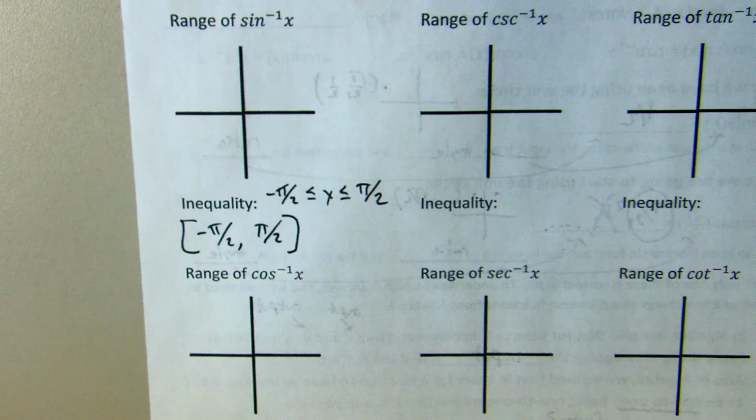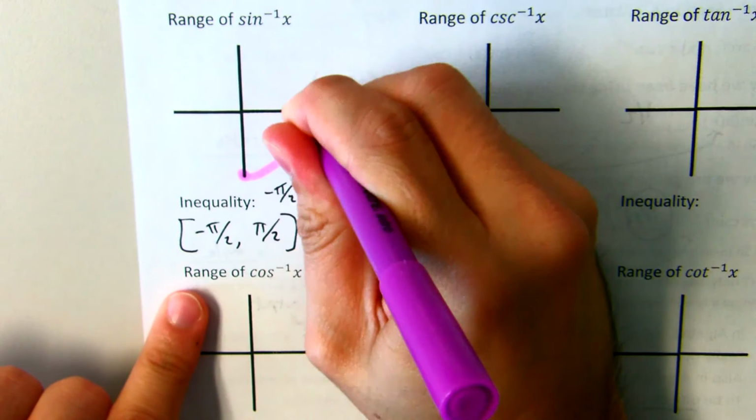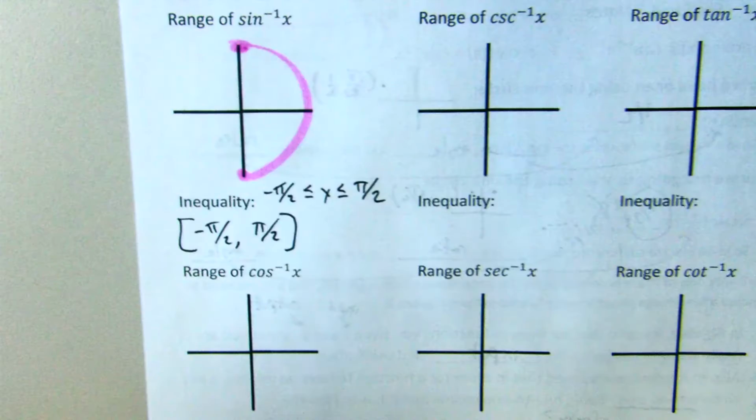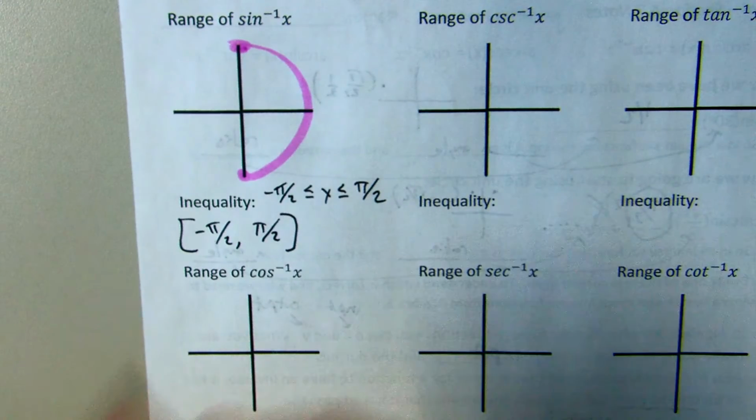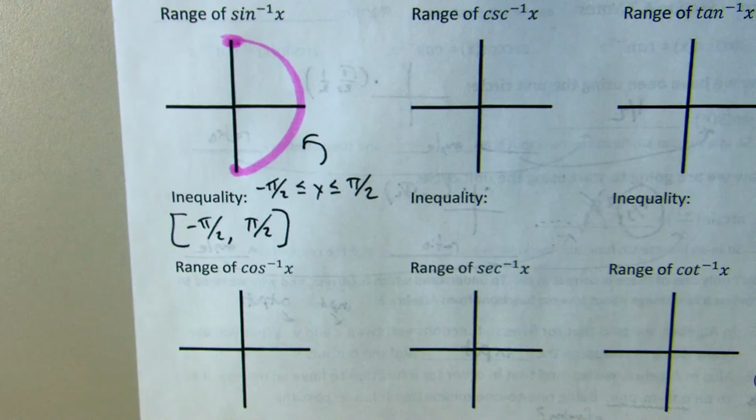But visually, what works for most everybody is the unit circle description. That's kind of a visual that represents the same thing. You need answers between negative pi over 2 and positive pi over 2.